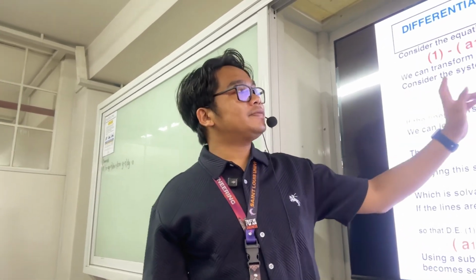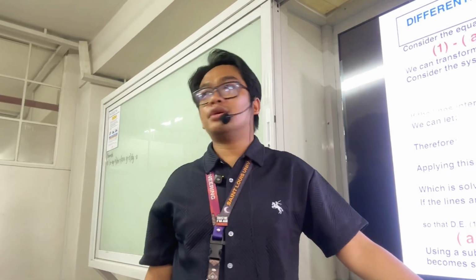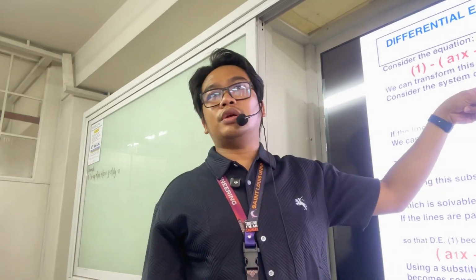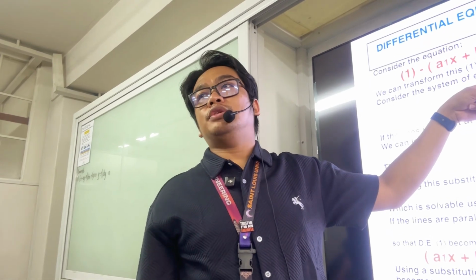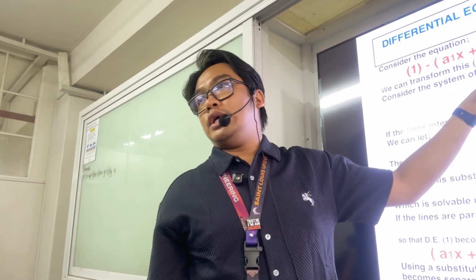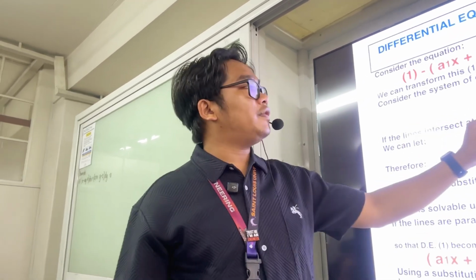So we can transform the standard equation into a homogeneous DE by introducing a substitution considering the systems of linear equations 1 and 2. You have your two linear equations over here. Simultaneously, we solve for the point of intersection of these two linear equations, if they have a point of intersection. Just two equations, two unknowns x and y. Upon solving the values of x and y, those would serve as the values of h and k.